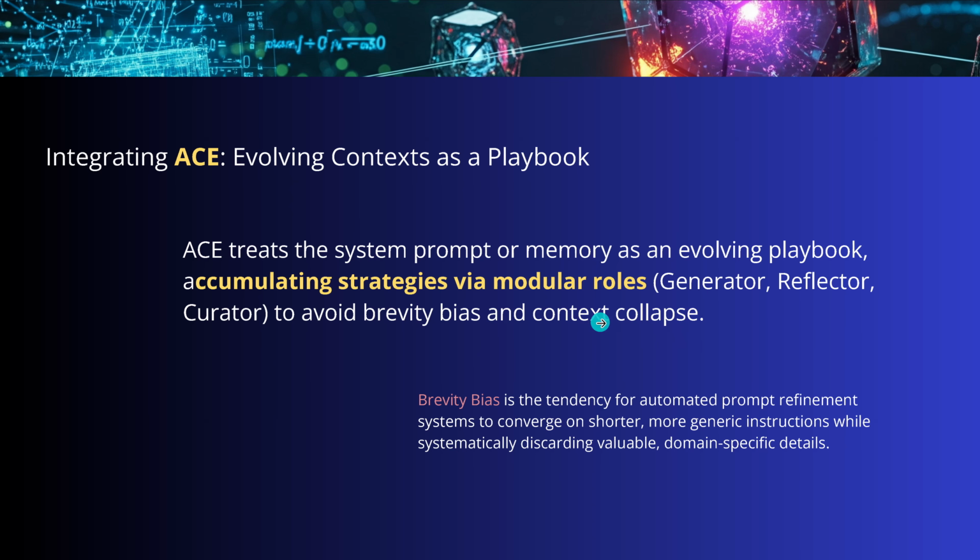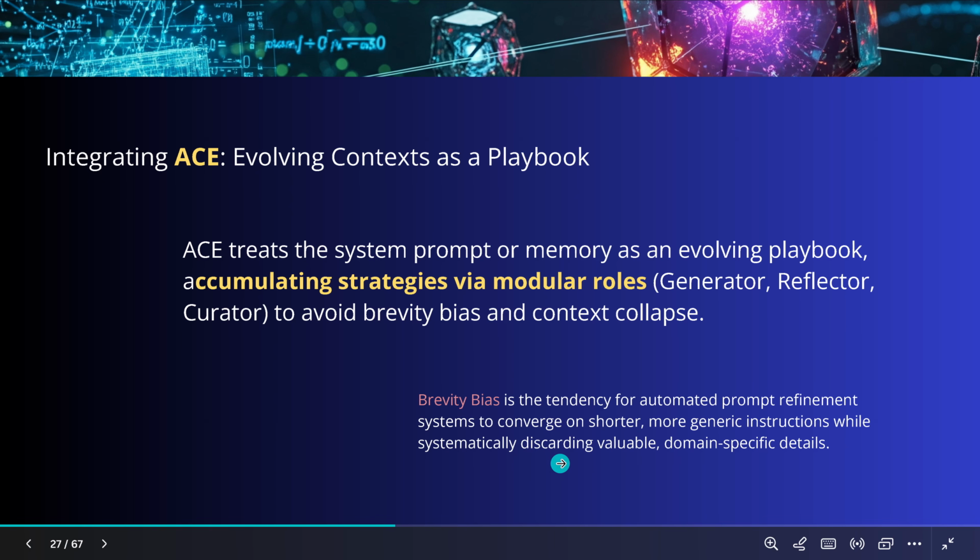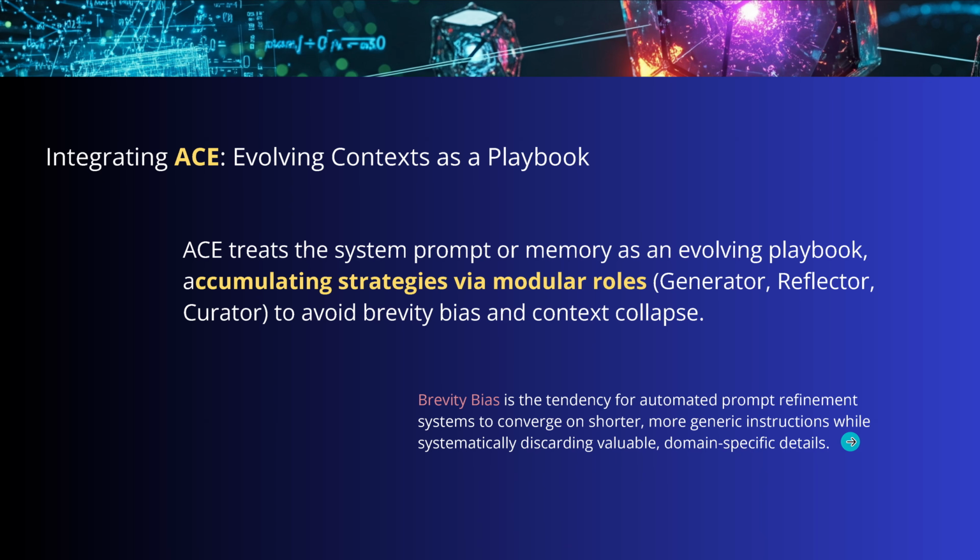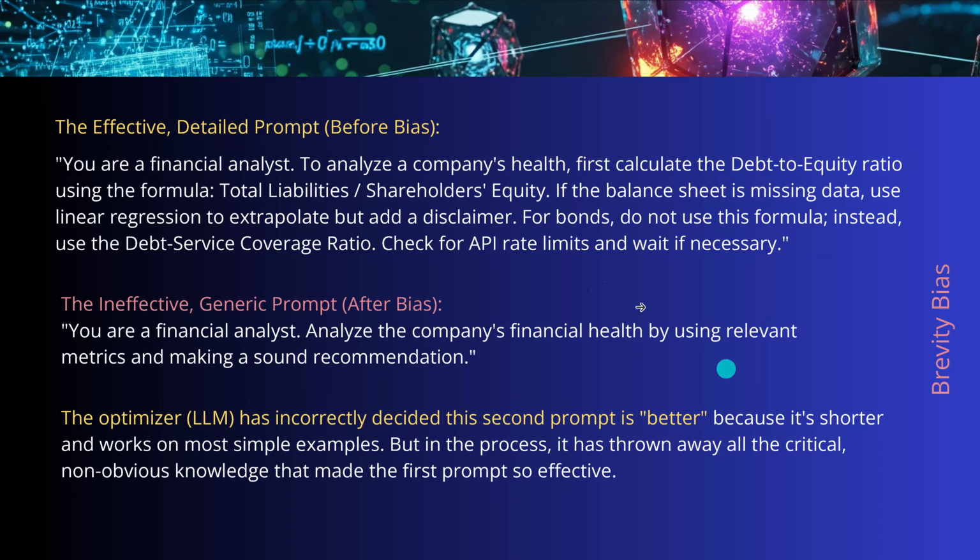We just talked about the context collapse, but what the hell is this bias? This brevity bias is a tendency for an automated prompt refinement system in our AI to converge on shorter, more generic instructions while systematically discarding valuable domain-specific details. And you might say, unbelievable. Again? This is not possible. Again? Yes. This was in the pre-training data of your LLM.